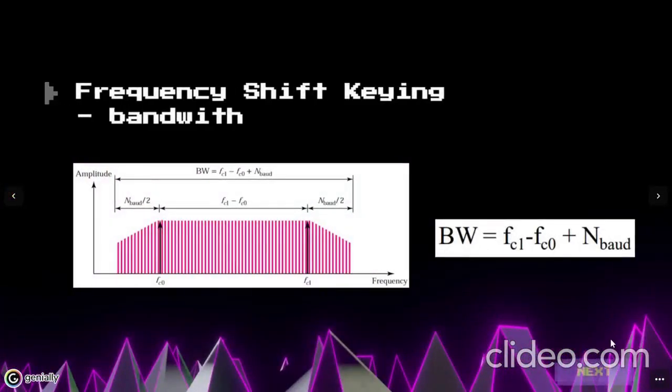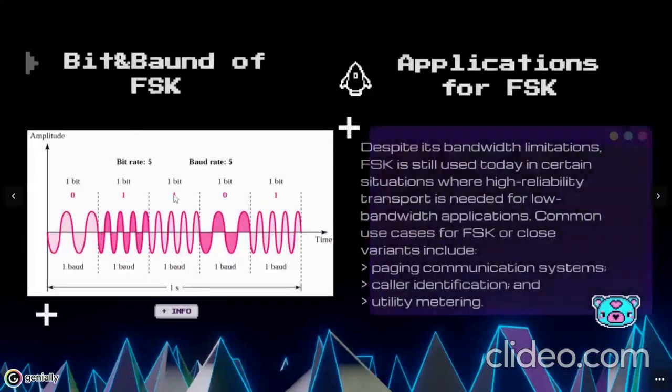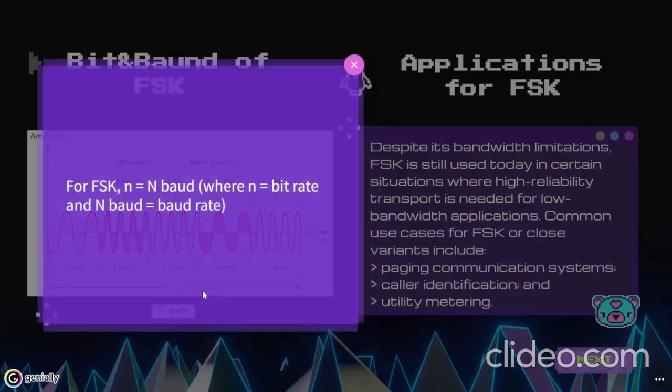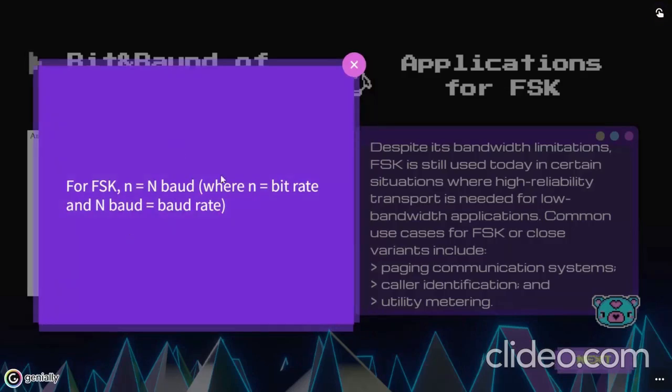So the next one is frequency shift keying for bandwidth. As you can see, this is the graph for bandwidth, amplitude, and frequency, and this is the calculation: bandwidth equals Fc1 minus Fc0 plus N baud. So what is bit and baud of FSK? As you can see in this graph, this is the bit and this is the baud. And this is the calculation for bit and baud.